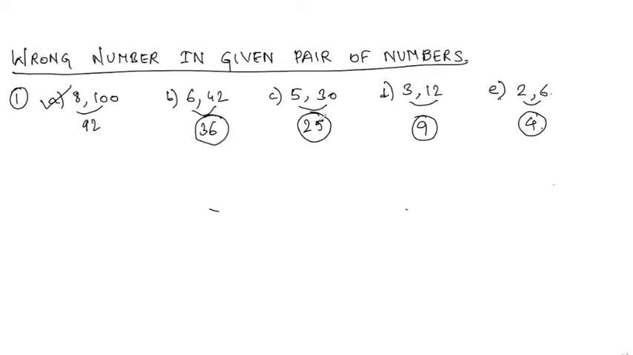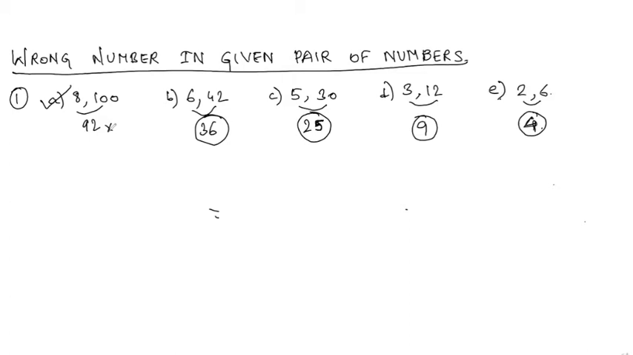These are all perfect squares. If it is a square of a number, we call it a perfect square. 4 is a perfect square, 9 is a perfect square, 25 is a perfect square, and 36 is a perfect square. But 92 is not a perfect square. So in these 4 options we got a square of numbers, but only in the first option the difference is not a square of a number. That is why the correct option here is option A.